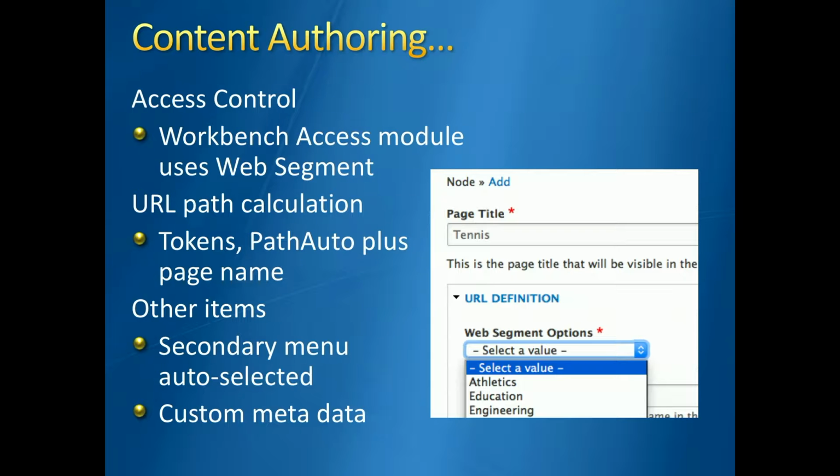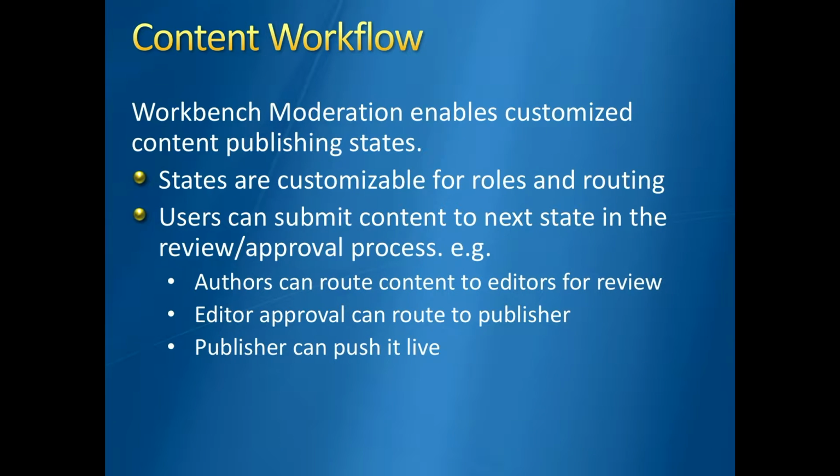Once they create their content and want to send it off to an editor or a publisher, Workbench moderation enables those customized publishing states based on roles and routing, and there's this huge matrix that John will show you. Users can submit their content to the next state, whether it's the author sending it to an editor, the editor sending it to a publisher, and then the publisher can push it live. This is all on the Workbench dashboard. It shows up in your work queue that this is something you need to act upon.